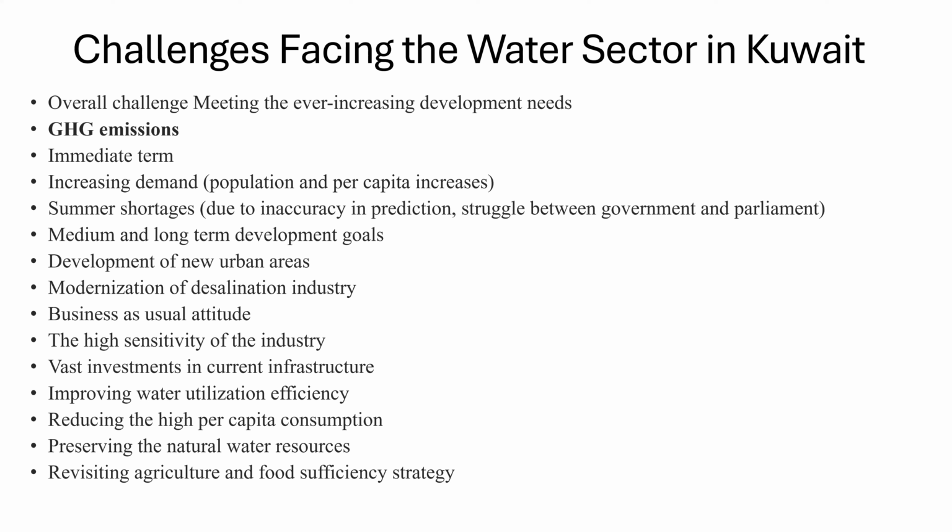What else can I focus on? I'm not going to read everything for you. It's there. I'm not going to bore you with it, but an important one is improving the water utilization efficiency and reducing the high per capita consumption through, again, awareness campaigns. And we have to revisit the agriculture and food sufficiency strategy. And there has to be a lot of work on preserving the natural water resources, the groundwater.